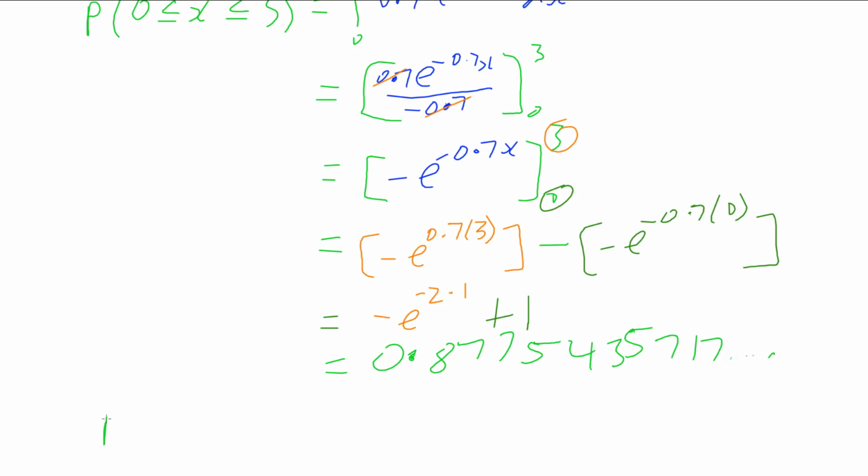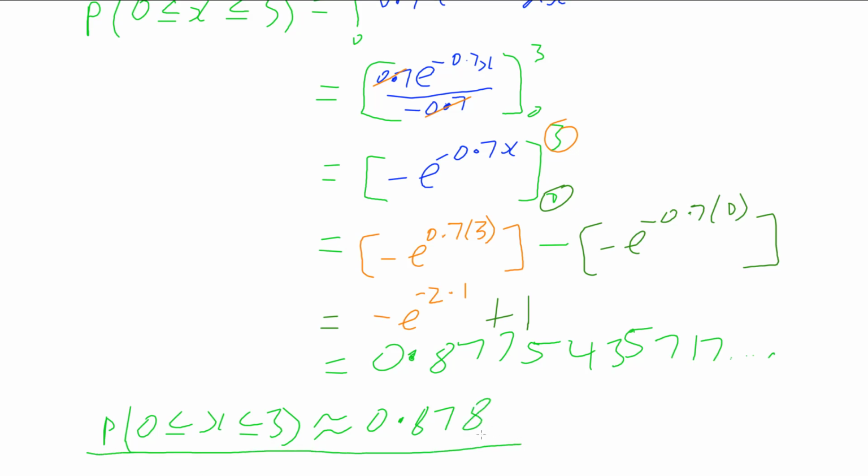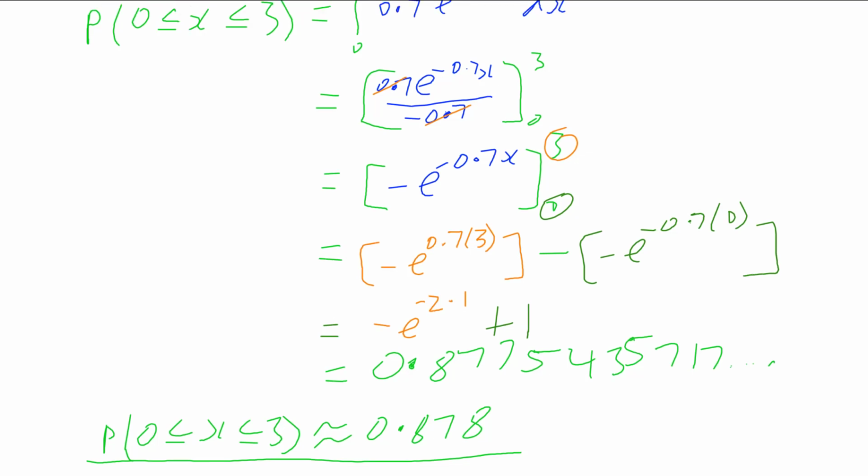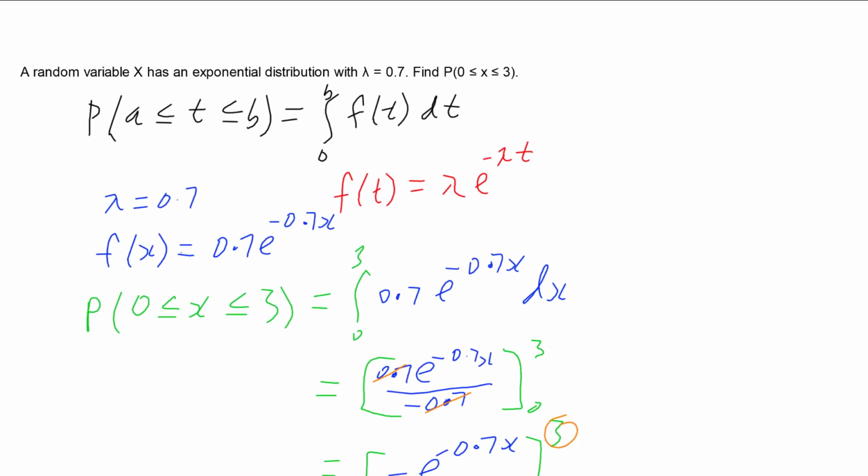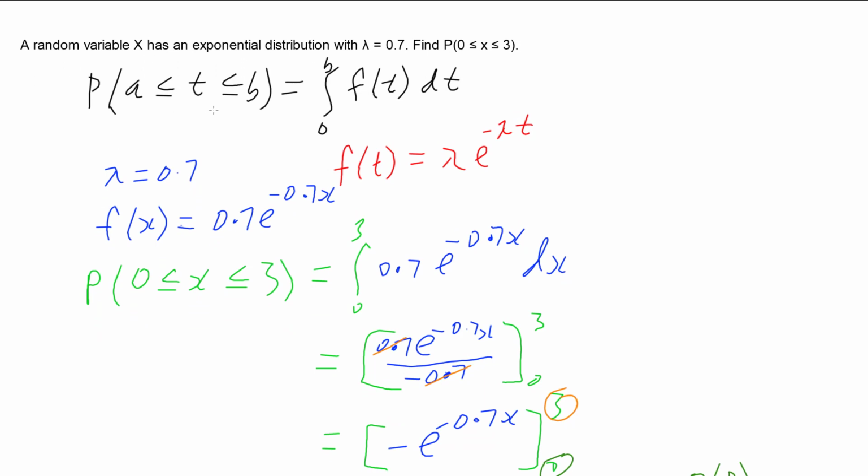So if we're going to write that nicely, our probability that our random variable will lie between 0 and 3 is approximately equal to 0.878. And that would be our answer. So the probability is given to us by the integral of the distribution function. The density function for an exponential distribution is f of t equals lambda e to the negative lambda t. And so we put in lambda, work out our integral, and we get our answer.